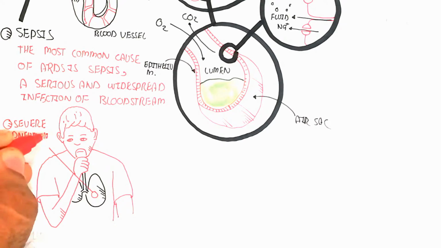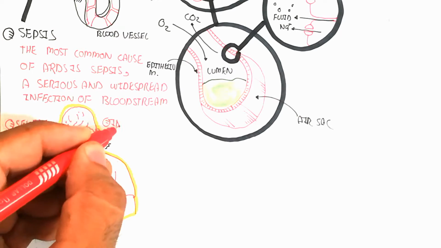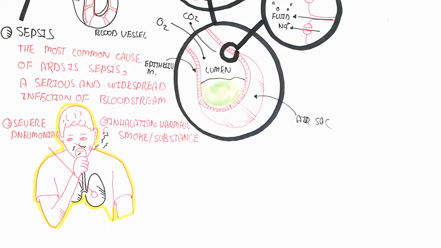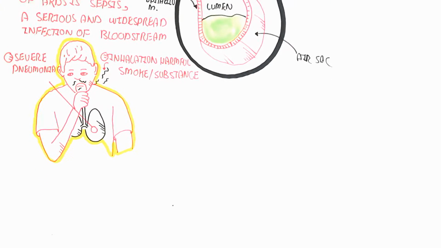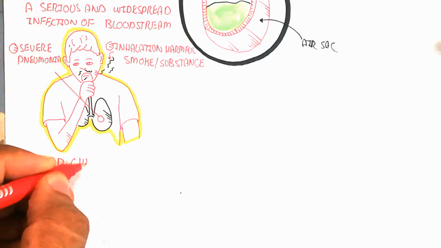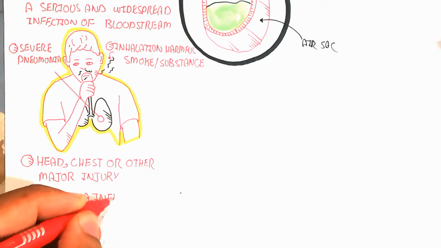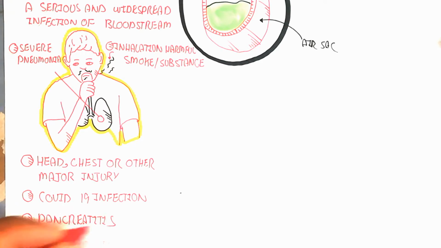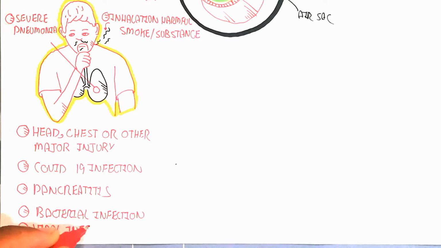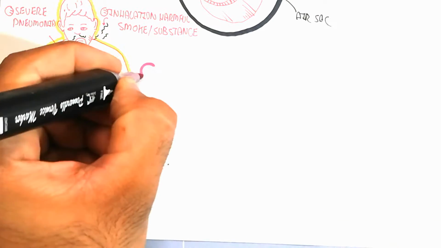On the other hand, severe pneumonia can lead to acute respiratory distress syndrome, and inhalation of harmful smoke and substances is a major cause. On the other hand, head, chest or other major injury, COVID-19 infection and pancreatitis, and bacterial, viral or fungal infection causing pneumonia. So this is basically the same as pneumonia, which is ARDS. This is the acute respiratory distress syndrome we are discussing in this video.